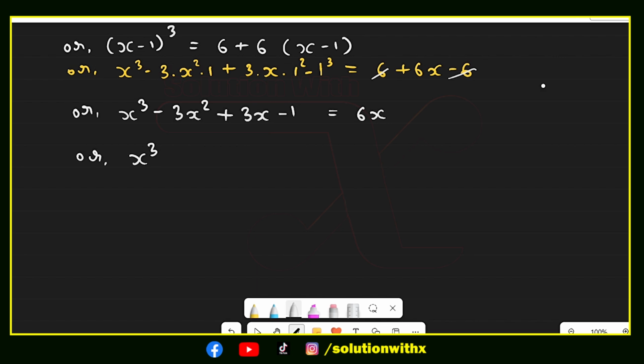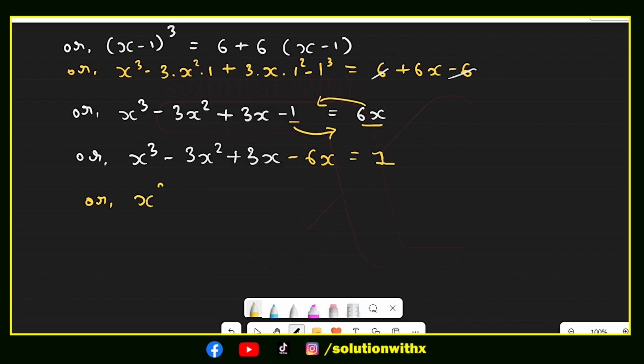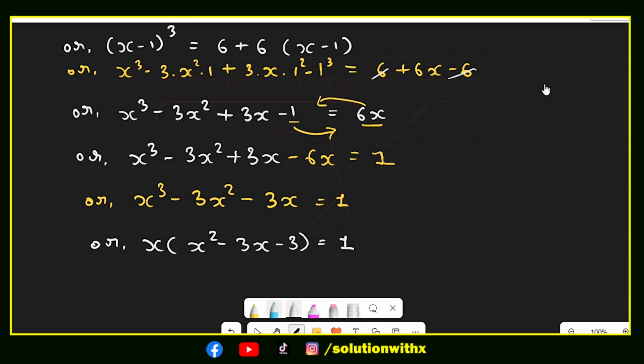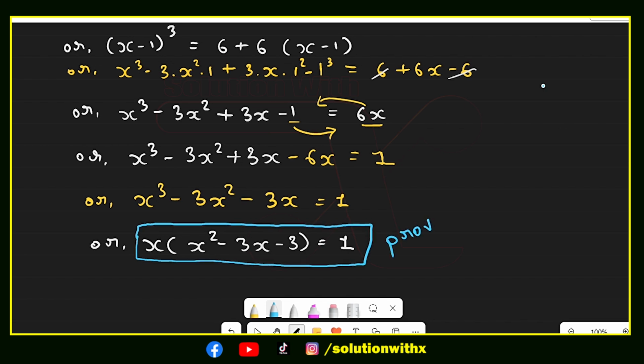and x cube minus 3x squared. Let's bring this 6x to the left side and minus 1 to the right side, plus 3x. 6x had a plus sign, so it becomes minus 6x, and 1 had a minus sign, so it becomes plus 1. Now x cube minus 3x squared minus 3x, so sorry, equals 1. Taking x common, x(x squared minus 3x minus 3) equals 1, and this is the proof. Here we go, we have proved.